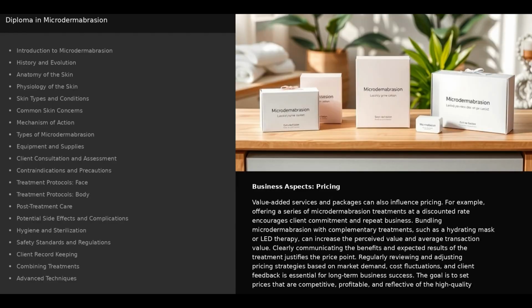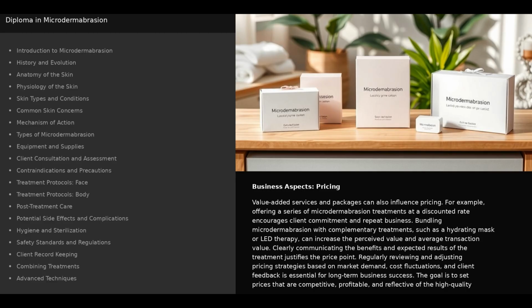Value-added services and packages can also influence pricing. For example, offering a series of microdermabrasion treatments at a discounted rate encourages client commitment and repeat business. Bundling microdermabrasion with complementary treatments, such as a hydrating mask or LED therapy, can increase the perceived value and average transaction value. Clearly communicating the benefits and expected results of the treatment justifies the price point.